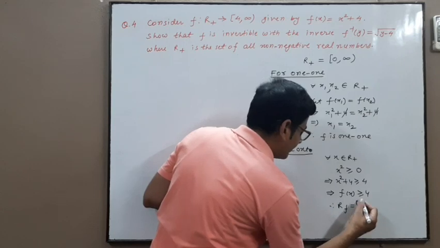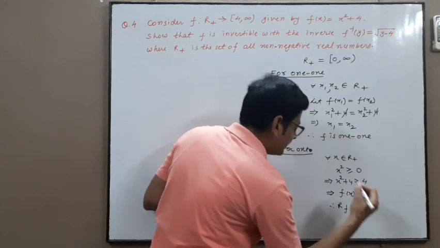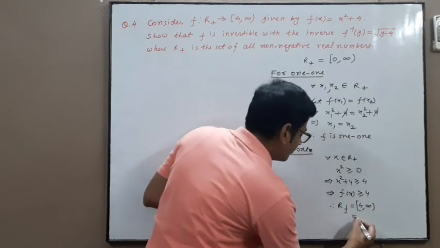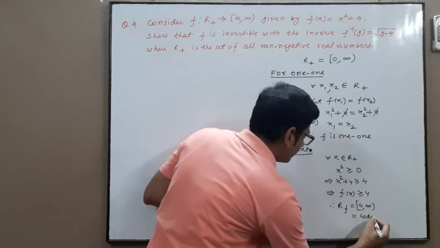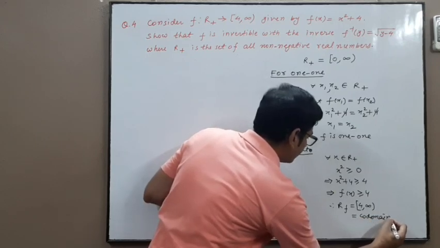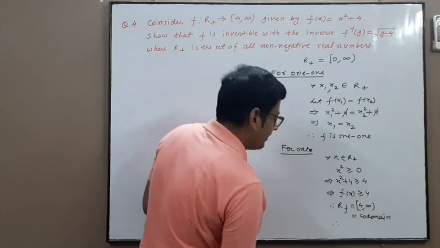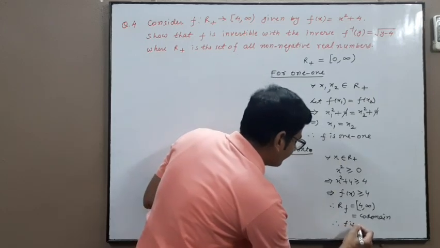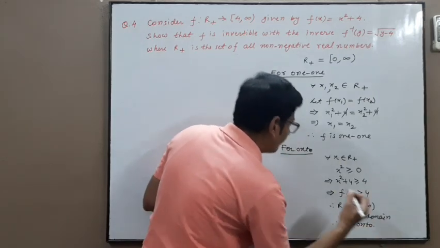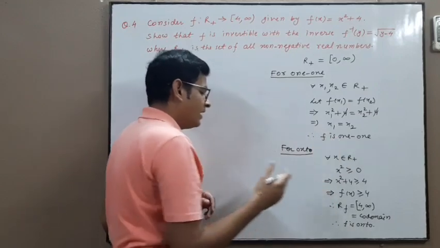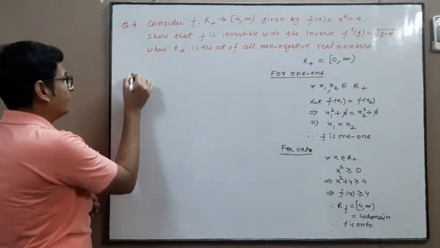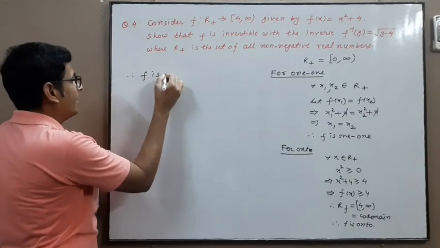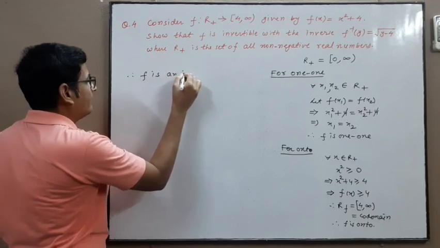With 4 always write big bracket because of the equal to sign, with infinity small bracket, which is equal to the codomain. Therefore f is onto. f is 1-1, f is onto. Therefore f is an invertible function.